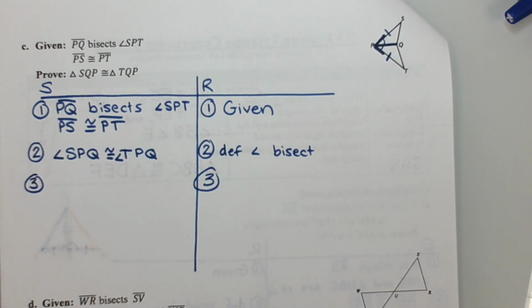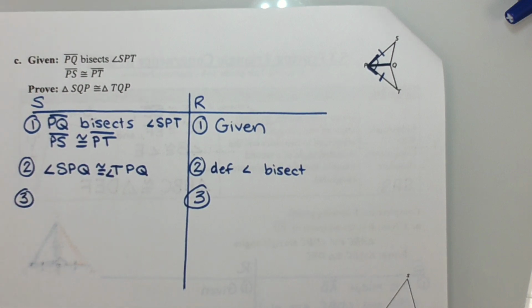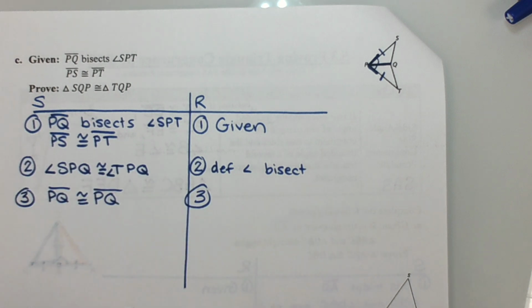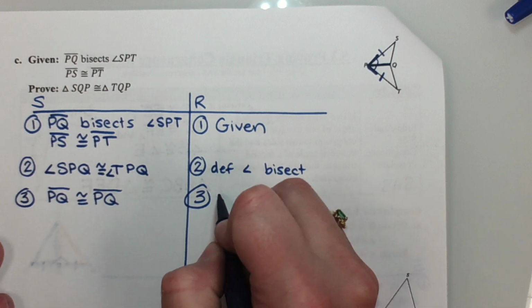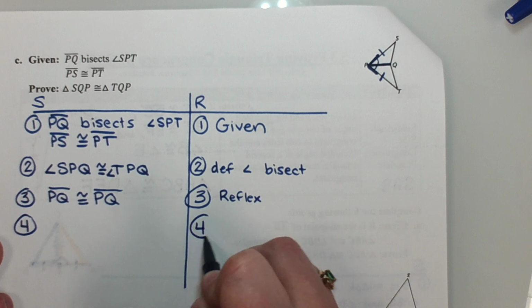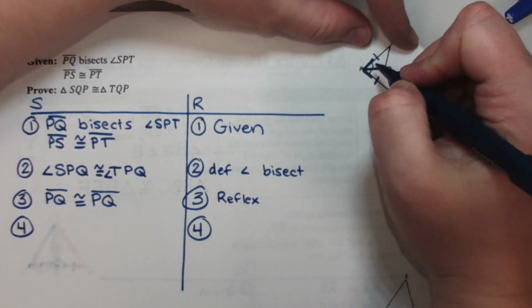Charlie, what's the name of the side that they share? So PQ is congruent to PQ. Aria, what property is that? Reflexive property says something's congruent to itself. Reflex. Where do you think we can go next? Ooh, other than marking on the picture.